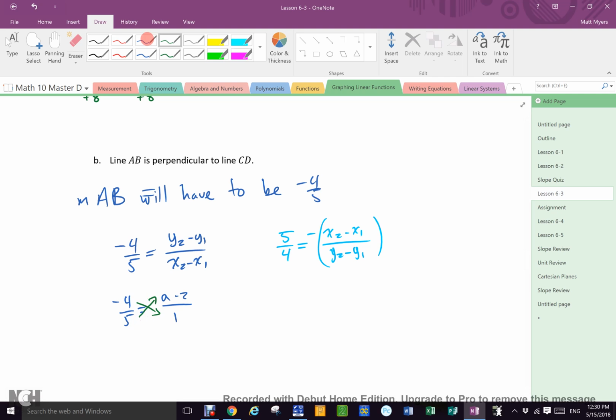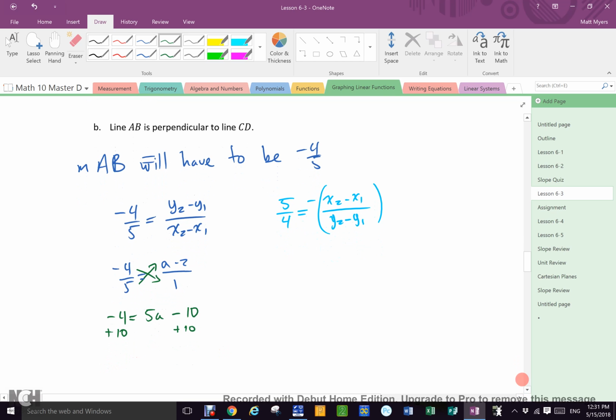Great. What's negative 4 times 1? Negative 4. What's 5 times A? Minus, what's 5 times 2? 10. How do I solve that? Add 10 to both sides. What's negative 4 plus 10? 6 equals 5A. What's my last step? So what does A equal?